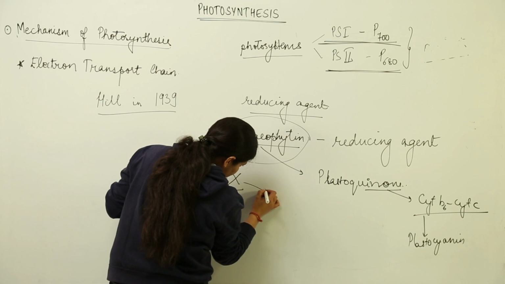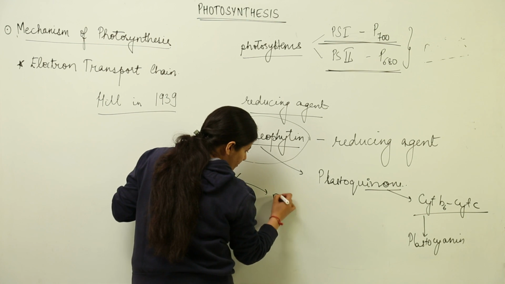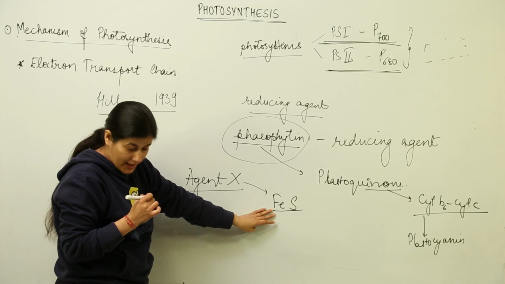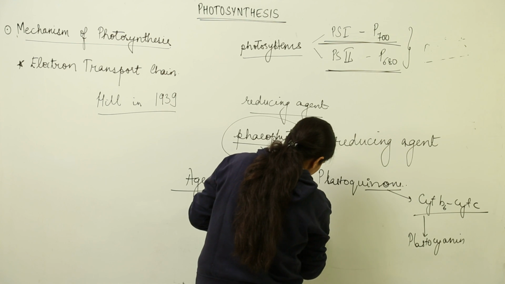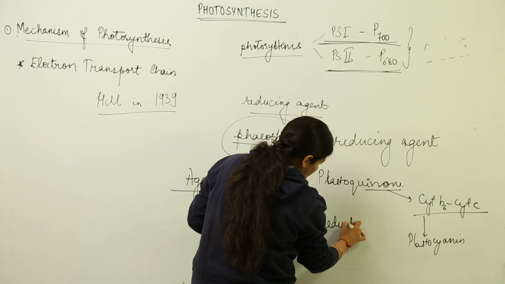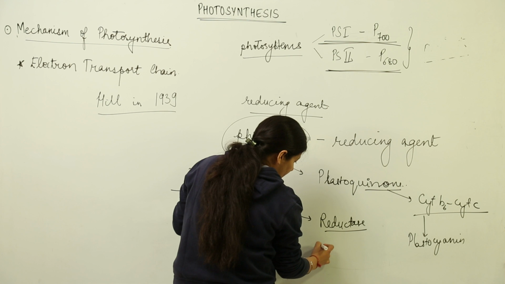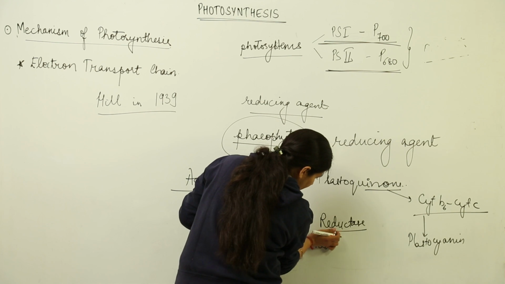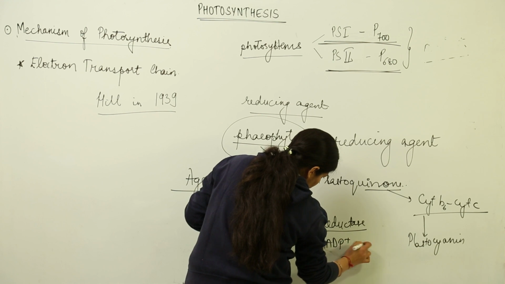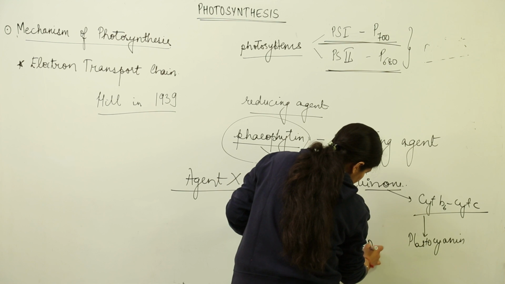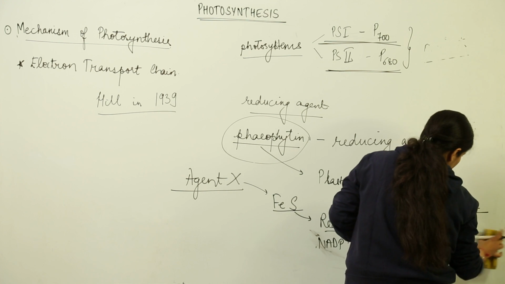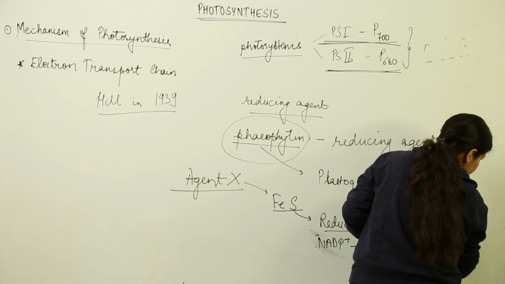This agent X passes on its electron to membrane bound sulfur compounds, that is FeS. Now this FeS passes it on to the respective reductase complex, which enables the reduction of NADP positive to NADPH. Now this is the entire electron transport chain.